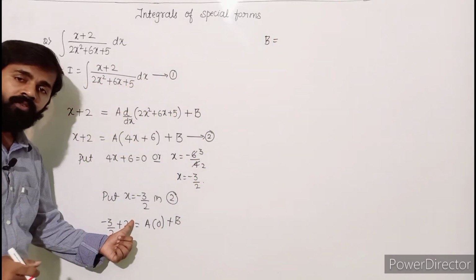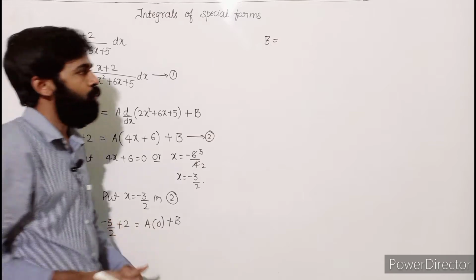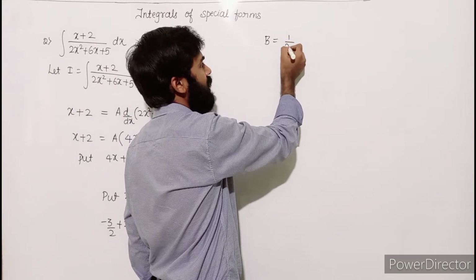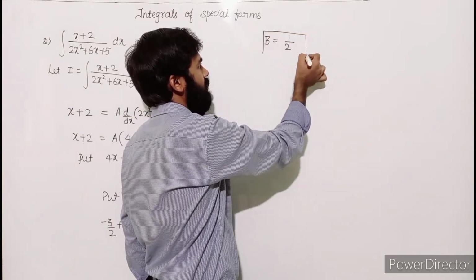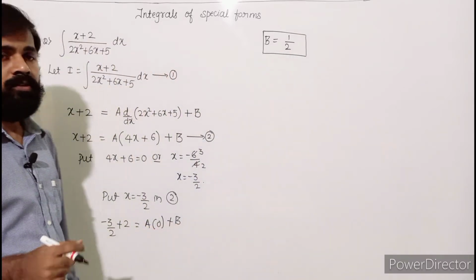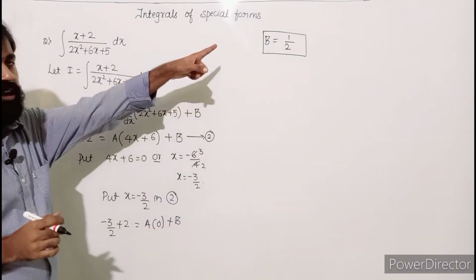2 2s are 4. 4 minus 3, 1. So b equals 1 divided by 2. So we got the value of b as what? 1 by 2. So that's how we found the value of b.